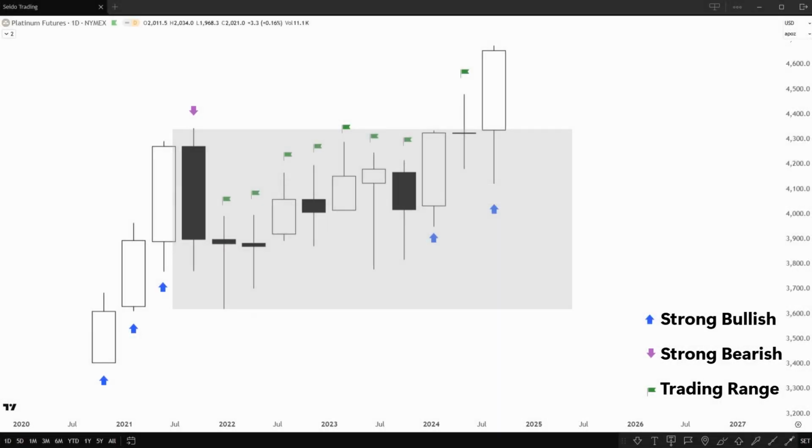Here's an example. So the whole grey box is a trading range. It's a pullback. We established that in the last lesson. Traders are buying in the buy zone. Every individual trading range candlestick also has these zones.